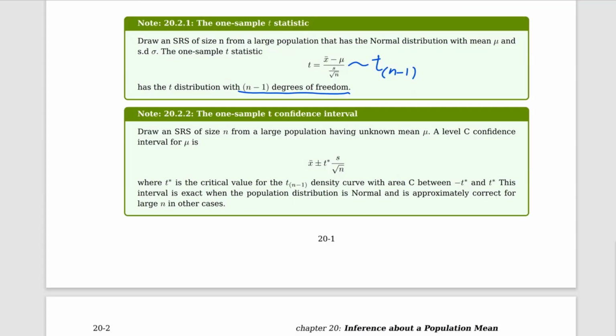Okay, right. Then the confidence interval. Could you remember the confidence interval when we use z? That was x bar plus or minus z star sigma over root n. This was the confidence interval when you know sigma. We use the z star, right? But now sigma is unknown, so we use s and we use t star here instead of z star.